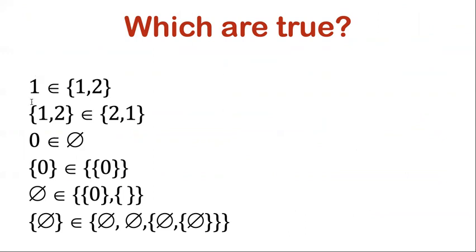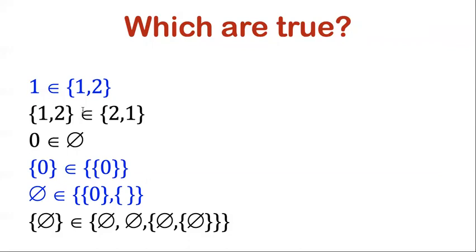Now, what do these things say? What this says is the number 1 is an element of this set. And the way that we write sets is with these curly braces. There's actually many ways we write sets, but one of them is with these curly braces, and then you list the elements inside the braces, and you separate the elements with a comma. So this is the set containing the numbers 1 and 2. And yes, indeed, the number 1 is an element of that set. So this one is true. So these ones in blue are the correct answers.